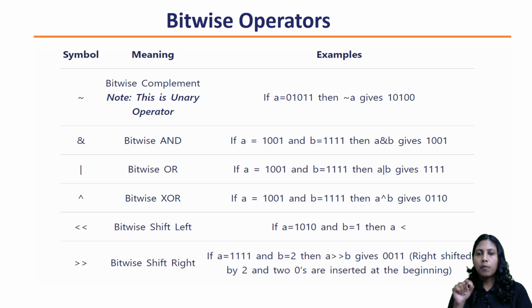But for 1 1, 1 1 means two ones are there. 2 is an even number. So output will be 0. So XOR means odd one detector. Odd one detector means if there is an odd number of ones, then output will be 1. That's it. I think this is very clear. If you are able to understand this, of course you can remember.